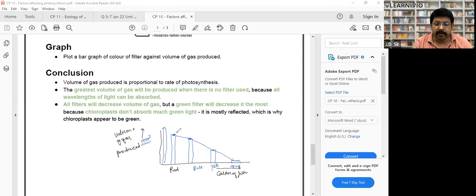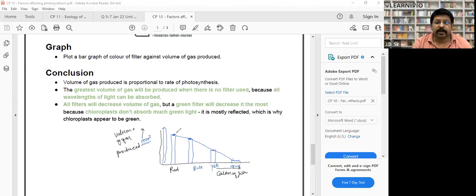When you put the filter, many of the antenna pigments won't be able to capture the light, because the light which they capture is not present in the spectrum. Got it? Got it or not? Yes.